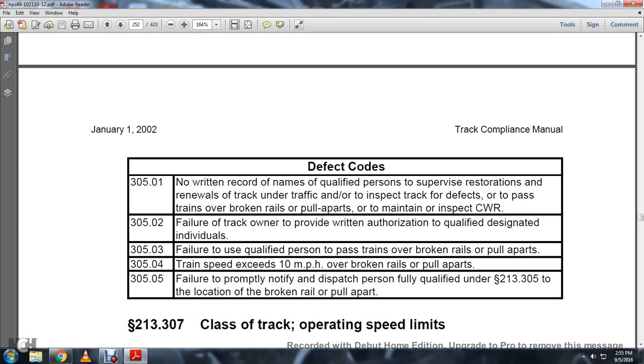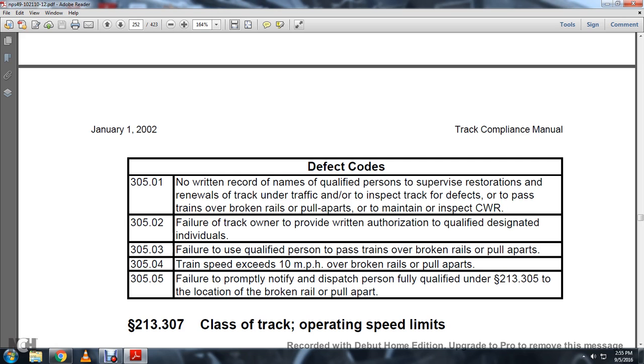Alright, defect code 30501: no written record of the name of the qualified person to supervise the restoration and renewal of track under traffic, to inspect the track for defects, to pass trains over broken rails or pull-aparts, and to maintain and inspect continuous welded rail. Defect code 30502: failure of the track owner to provide written authorization for qualified designated individuals. 30503: failure to have a qualified person to pass the train over broken rails and pull-aparts. 30504: train speeds above 10 miles an hour over broken rails and pull-aparts.